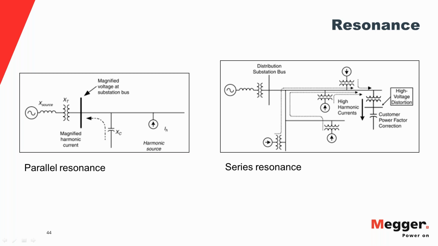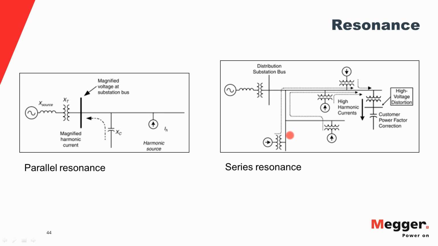These are two pictures highlighting how parallel or series resonance can happen. On the left, you have a harmonic source. There's a capacitor bank in parallel with it. There is a transformer here, and there's source impedance. So the harmonic source essentially sees it as a parallel resonance circuit. You have the C in parallel with the L.